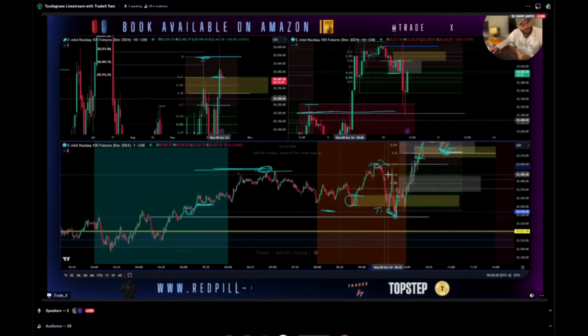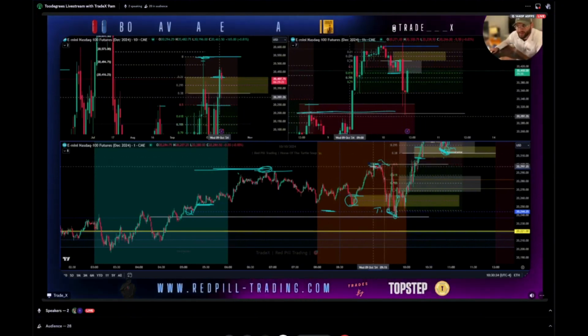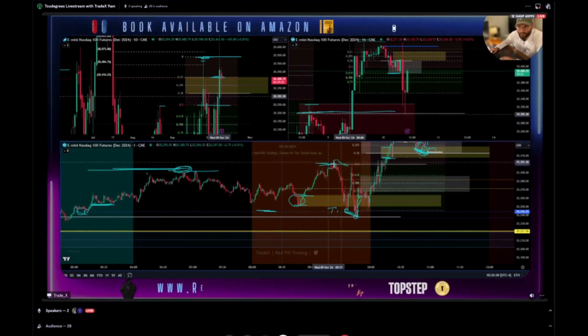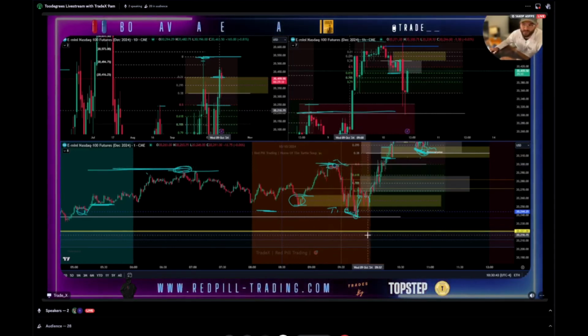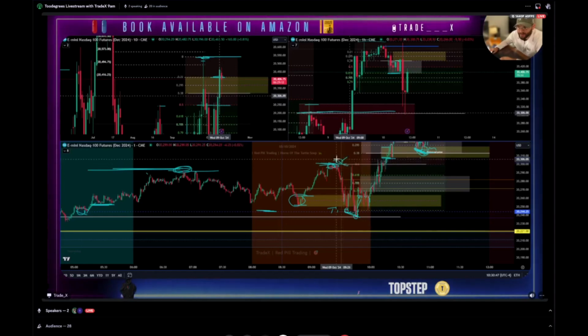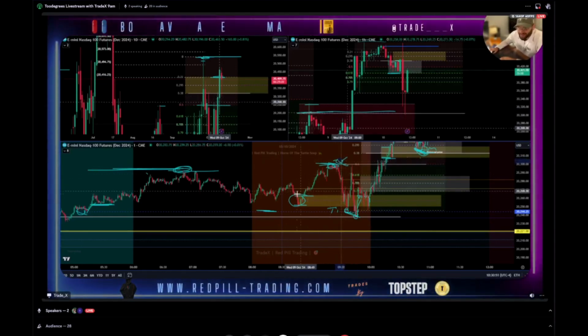And so my point is this. If you know why price rejected that high, or you wanted that high to be your high for continuation, why in God's name are you not trading that high? Do you get my point?